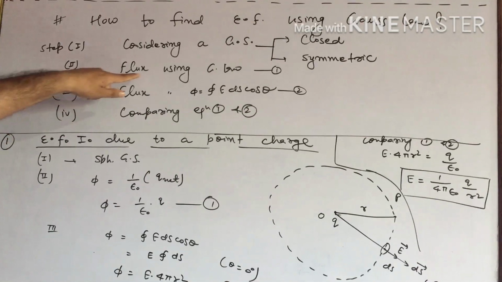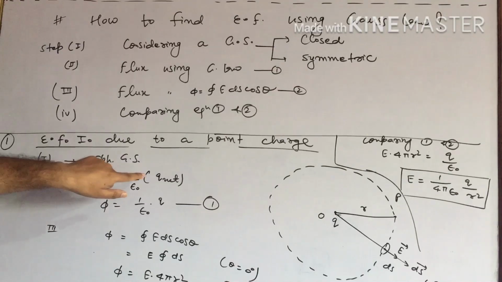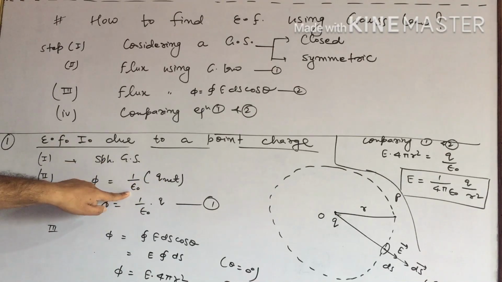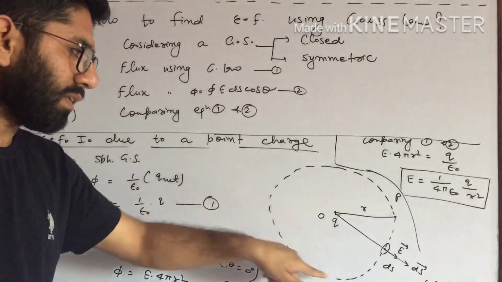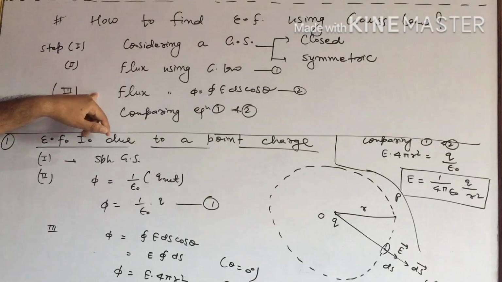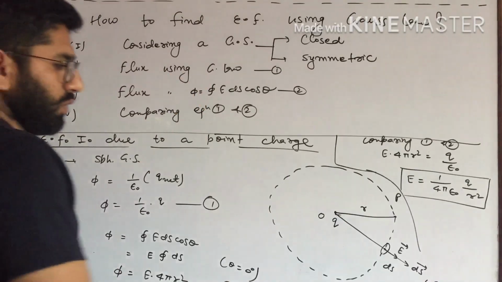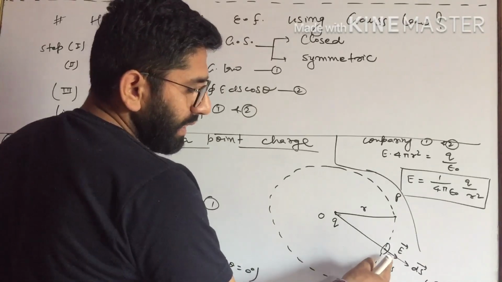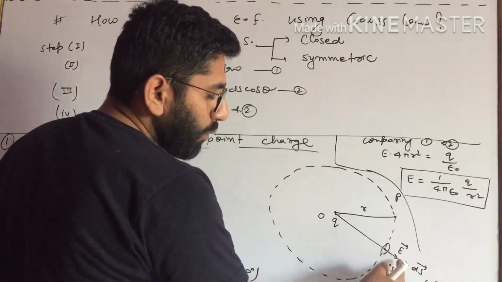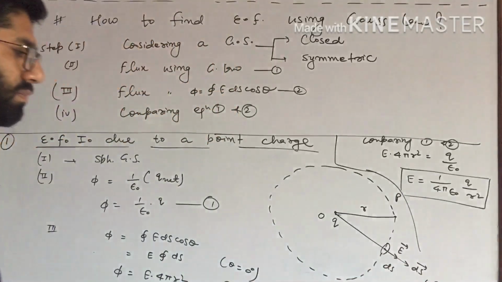The next step is to find the flux using Gauss law. Gauss law states that flux is net charge upon epsilon naught. Because the only charge inside the surface is Q, flux can be written as 1 upon epsilon naught into Q. This is equation number 1. The next step is flux by the definition E dS cos theta. We have assumed one element dS, which will be radially outward. The electric field is also in the same direction, which means theta will become 0.